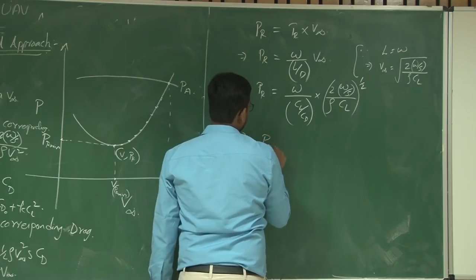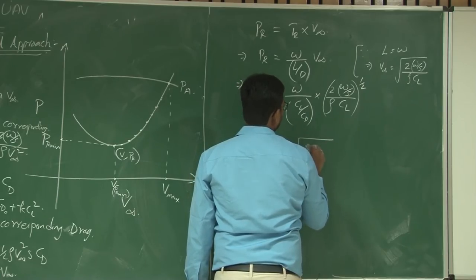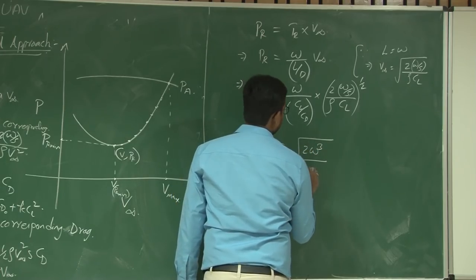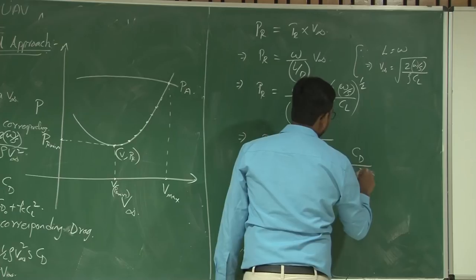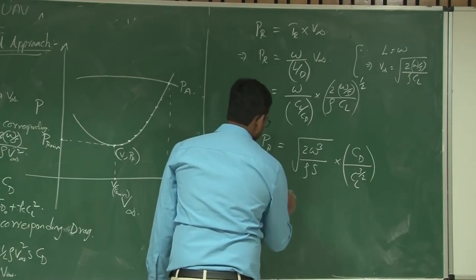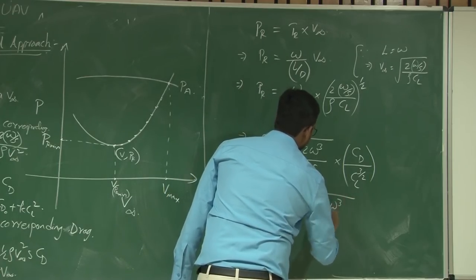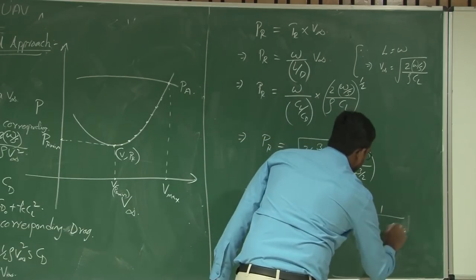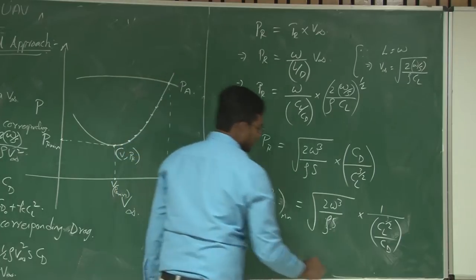This implies power required is equal to square root over 2 W cube divided by rho S into CD by CL power 3 by 2. This implies, if you want the minimum power required condition, what you need to have is rho S into 1 by CL power 3 by 2 by CD maximum.